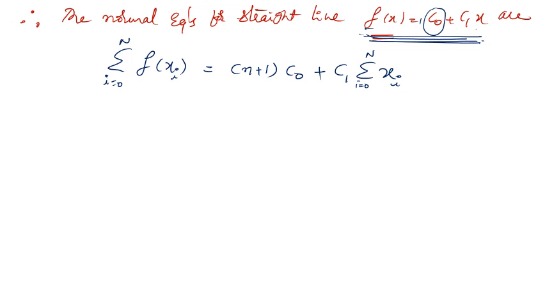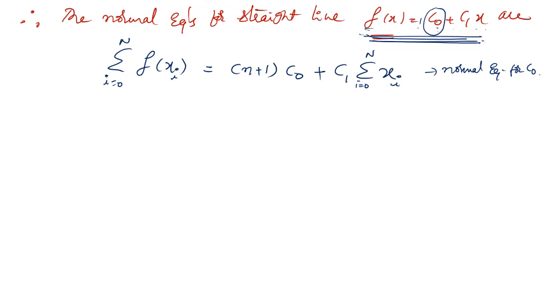Coming to the second normal equation, this is the normal equation for c0. How to write the normal equation for c0? For the function f of x equal to c0 plus c1x, see, the c0 coefficient is 1. So multiply this expression by 1 and take the summation, and directly you will get this expression.